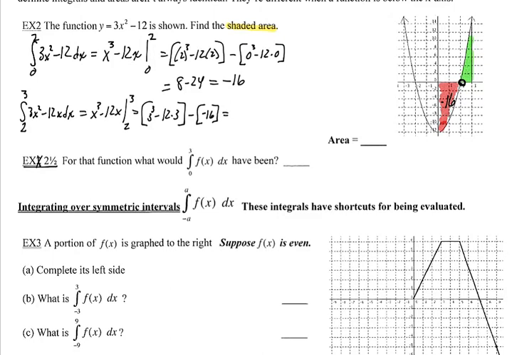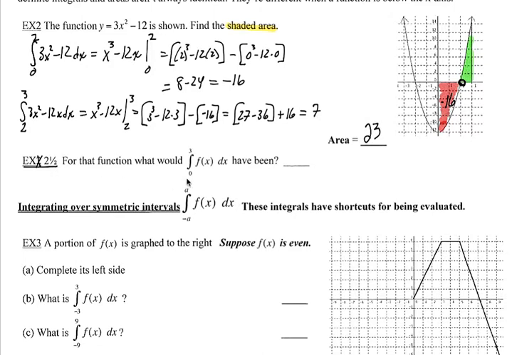So then this is going to be equal to 27 minus 36 minus a negative 16. So we got 27 minus 36 plus 16, and this ends up being 7 total. So then the answer to the question of what's the area, well, we got 16 units of area below the x-axis, we have 7 units of area above the x-axis, so we have a total of 23 units of area.